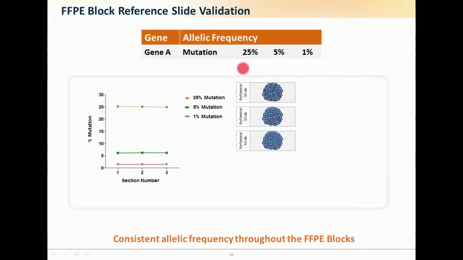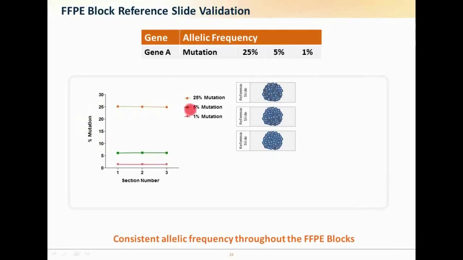Once we've mixed them, we then fix them in formalin, put them into an FFPE block with paraffin embedding, and then we've taken sections from throughout the block, so it's start, middle, and end. And as you can see, the block shows 25% mutation all the way through the block.